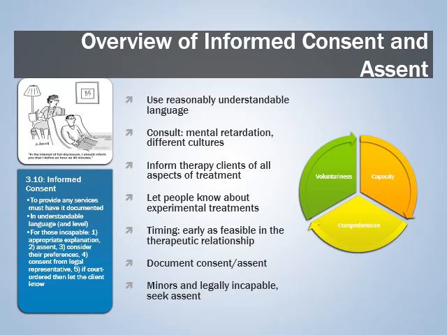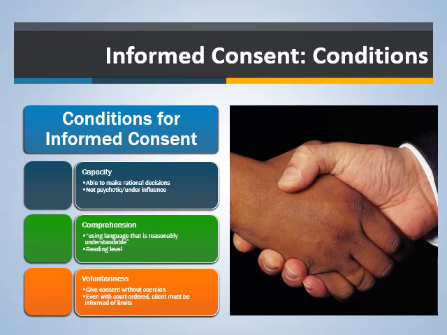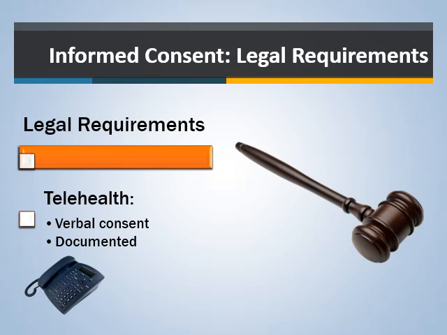When you want to provide informed consent, it's for someone who's capable of understanding. If they're a minor or they can't understand, you can seek assent, which is a little bit different. What are the conditions for informed consent? There must be the capacity to make rational decisions, the comprehension, so you need to provide reasonably understandable language, and voluntariness. They cannot be coerced.